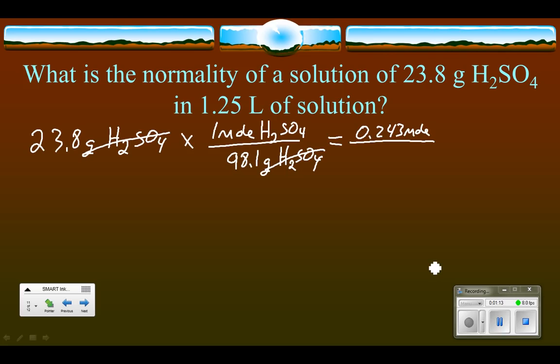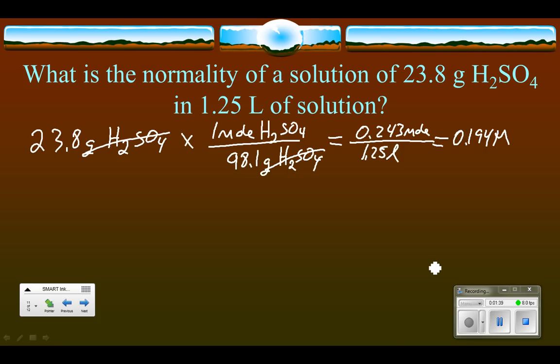If I'm going to find the molarity, I just divide that by the volume. It's already in liters for us, so that's nice. That gives us 1.25 liters on the bottom. Doing this division, we come up with a molarity of 0.194 molarity.